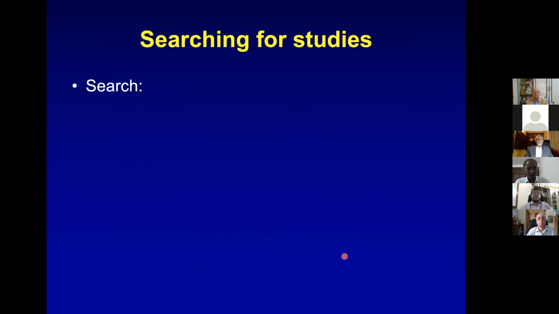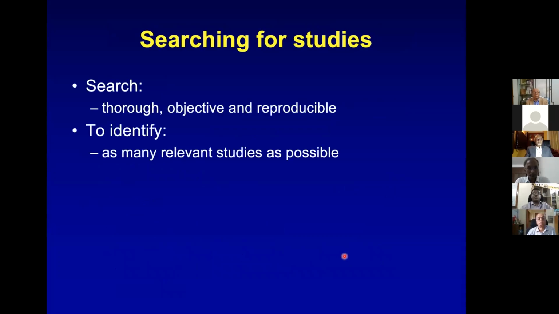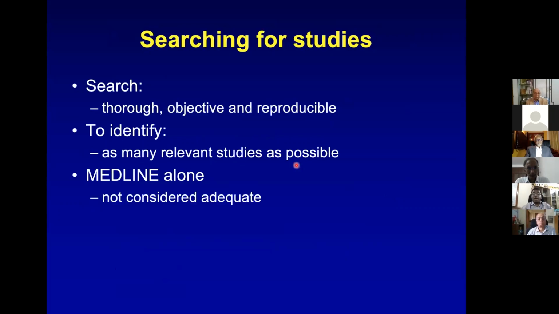How do we search for studies? Our search must be thorough, objective, and reproducible to identify all, I shouldn't say as many, I should say all relevant studies as possible. Medline, which is freely available alone, is not enough. Depending on what topic we are looking at, we may get only as low as 30% of the articles, or at least or up to 80% of the articles. So we need to use other databases such as Embase, CINAHL, and many others to put all of our data together before we make conclusions.